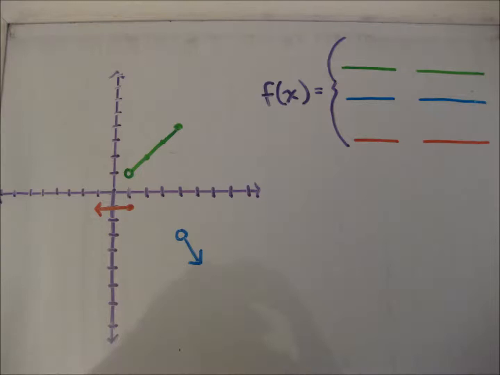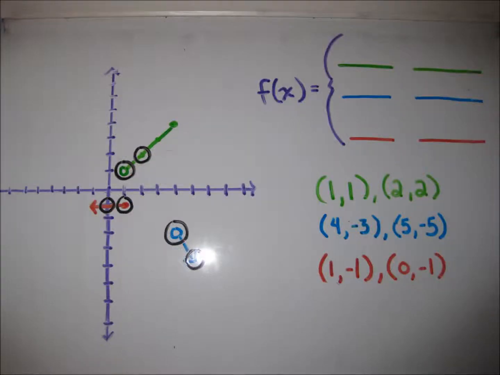Let's start with something simple. Here's a graph with what would be a piecewise function. We will now figure out the written function algebraically. First, we will analyze a few coordinates from the grid. For the green segment, we have the coordinates (1, 1) and (2, 2). For the blue ray, we have the coordinates (4, -3) and (5, -5). And for the red ray, we have the coordinates (1, -1) and (0, -1).